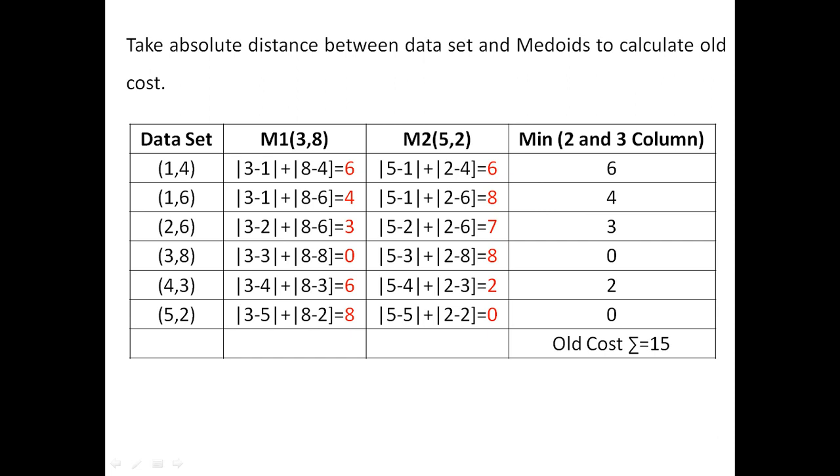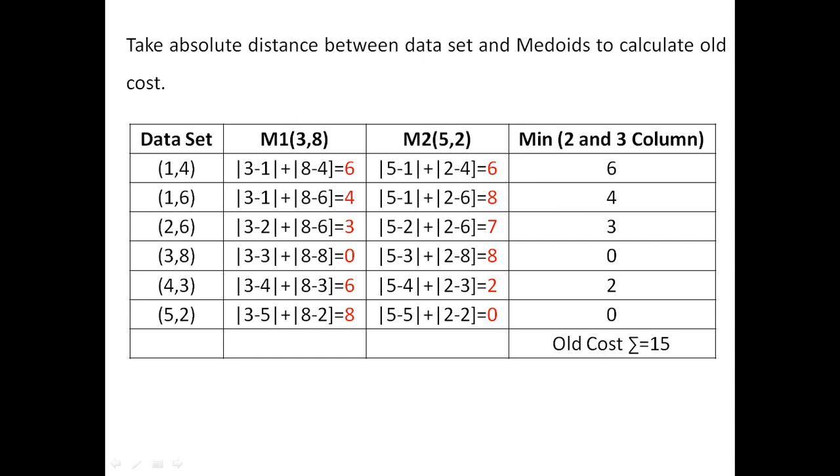Like our first example, we are taking the absolute difference between all our data points and the medoids, that is 3, 8 and 5, 2. And after that we are taking the minimum of that. So for 3, 8 with all points we are getting 6, 4, 3, 0, 6, 8. For 5, 2 with all the data set we are getting these distances, and after that we are comparing and getting the cost, that is the addition of all the values, 6 plus 4 plus 3 plus 2. So we are getting the total cost as 15. So our old cost is 15.